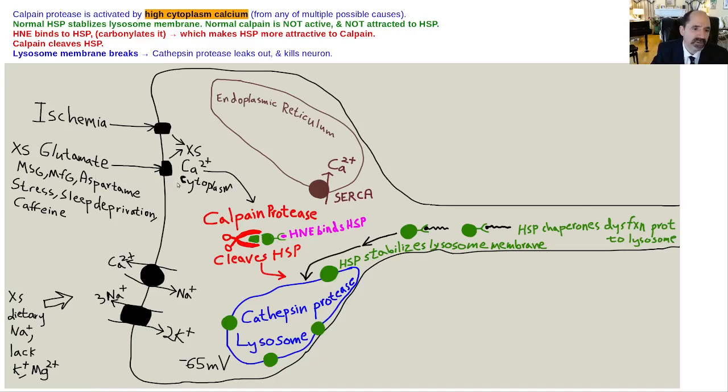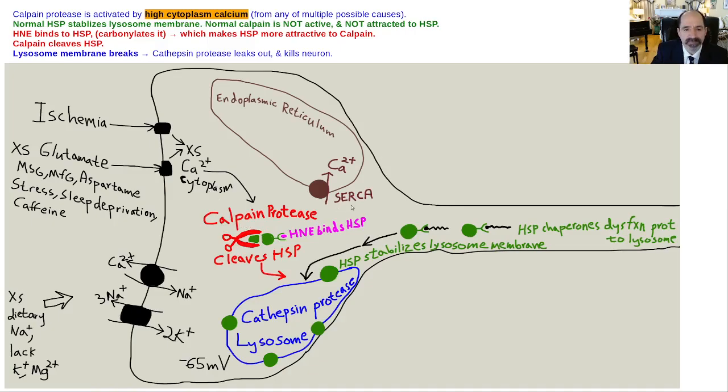Excess glutamate increases the activity of this postsynaptic neuron. Psychological stress, stress equivalents, sleep deprivation, caffeine, for example. All of those things will increase cytoplasmic calcium, and that means they're going to increase activation of calpain protease. Remember, calpain is activated by high levels of cytoplasmic calcium. So that's why you don't want that.